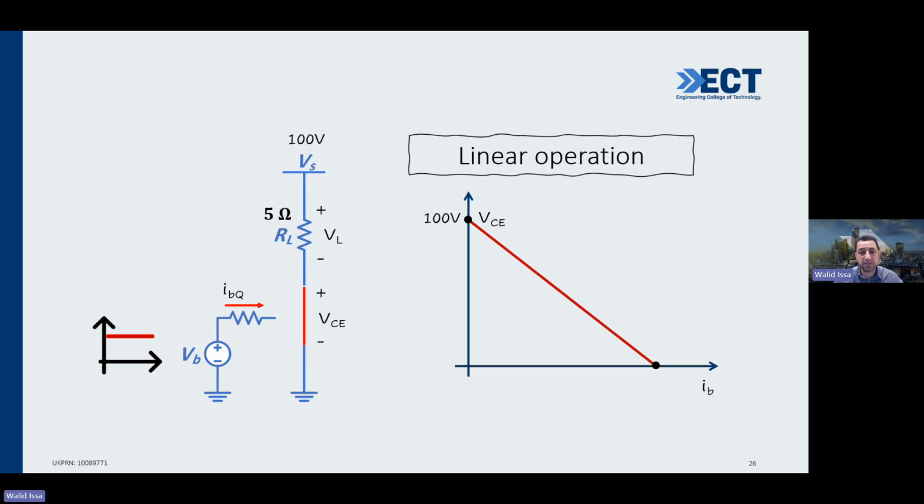Now, if I ask you what is the voltage between the collector and emitter, the collector here is about 100 volt. The emitter here is about 0. So 100 minus 0, it will be 100 volts. So that is the point at cutoff.